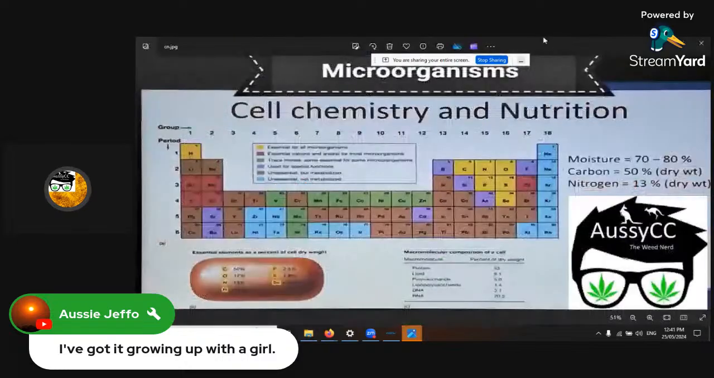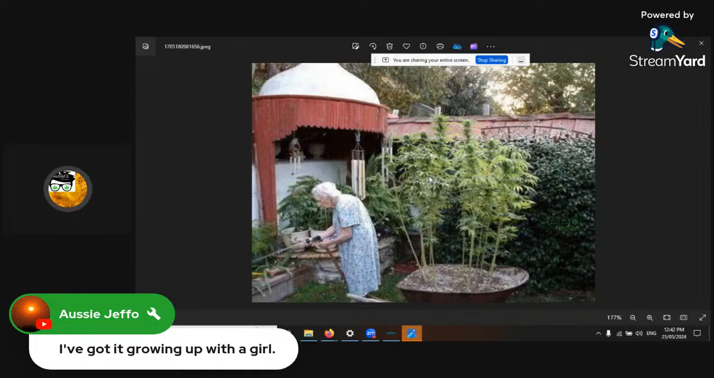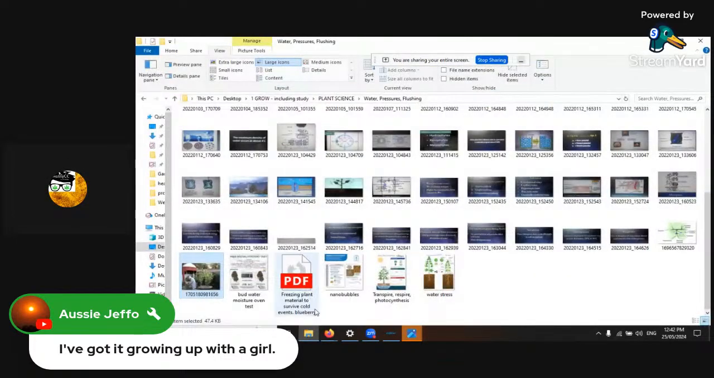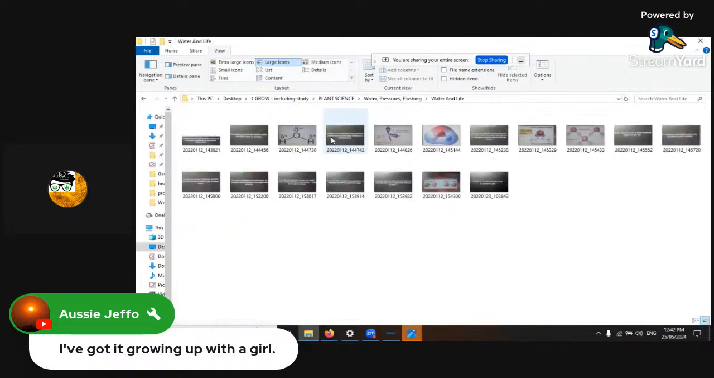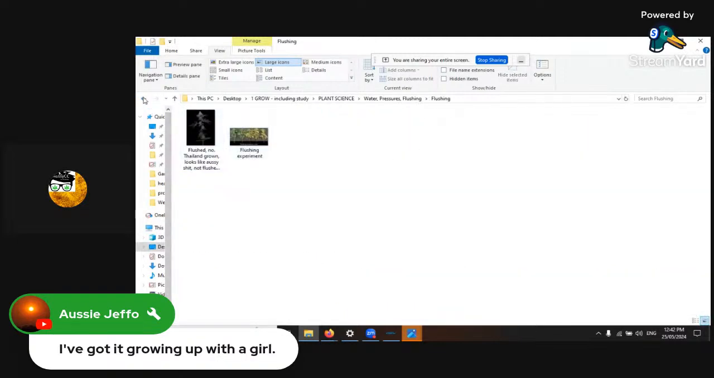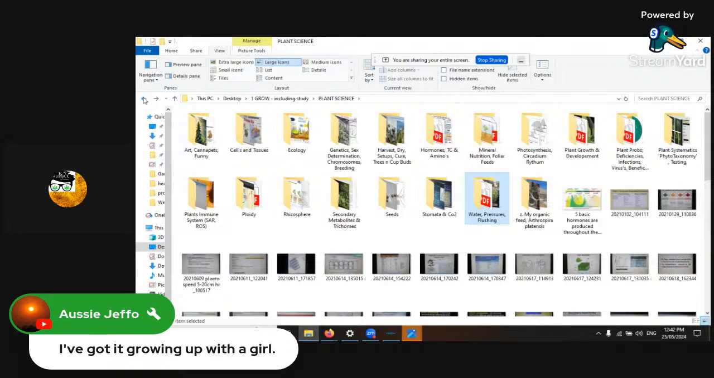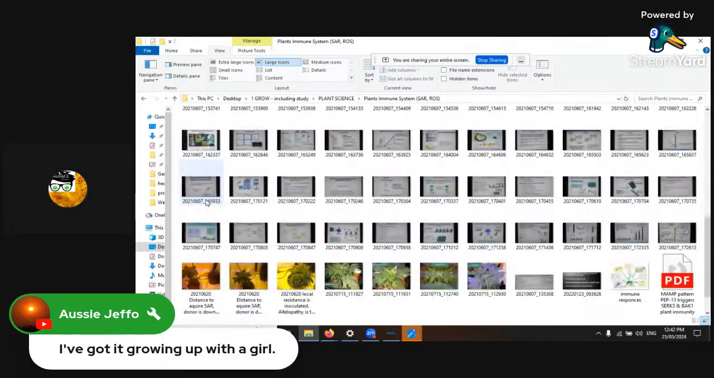I can show you this one, bud. With the right amount of water, you get the right results. And at any age, it is possible. Good on you, Grandma. Good on you. Freezing plant. No. Water and life. No. Aquaporins. Flushing. Okay. Plant immune. No, it's more about water.